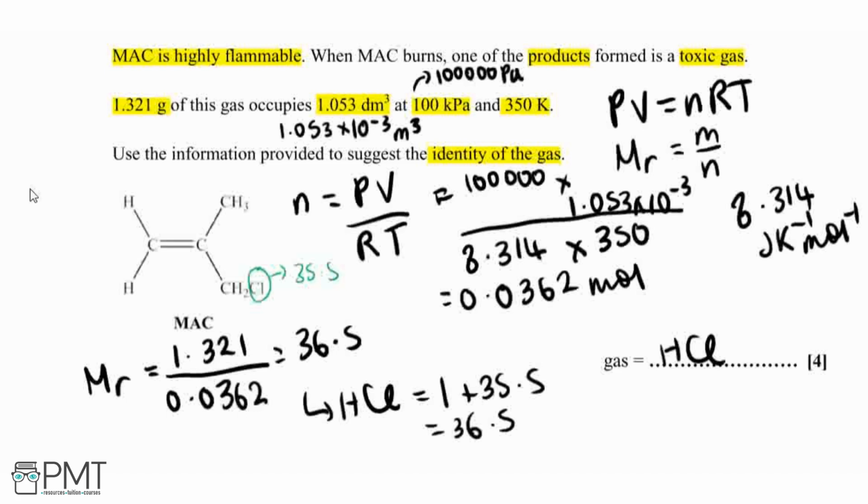And for this question, there was a mark for the working out with the ideal gas equation, a mark for identifying the moles of the gas, 1 mark for the working out of the molecular mass of your gas, and then the final mark was for identifying that the gas was HCl overall.